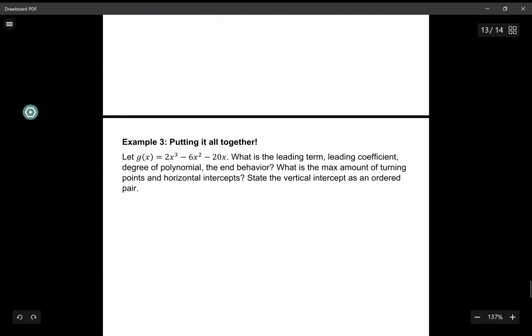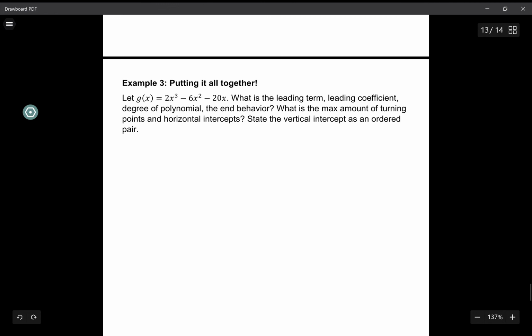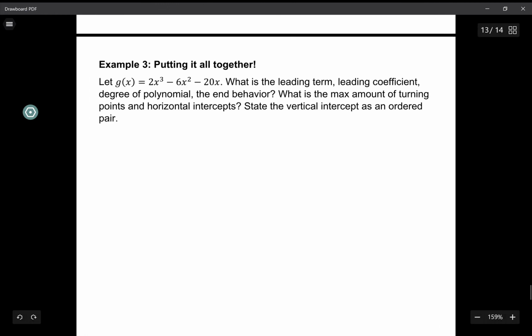All right, let's do one last example here. Let's think about the function g of x equals 2x cubed minus 6x squared minus 20x. Let's figure out the leading term, leading coefficient, degree of the polynomial, and behavior. What are the max amounts of turning points and horizontal intercepts, and let's find the vertical intercept. First of all, let's check if it's in order of decreasing degree, and it is, so that's good. So the leading term is 2x cubed. And the leading coefficient, such a long word, isn't it? The coefficient is 2. And the degree is 3.